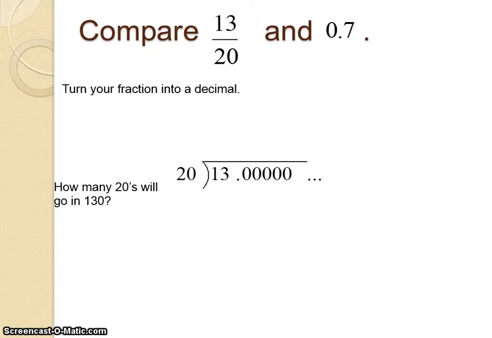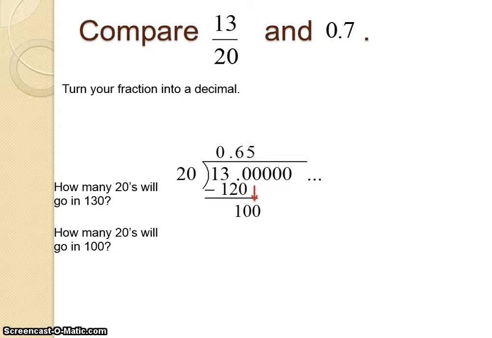So we have 20 will go into 13, it won't, so it'll go into 130. So it goes 6 times, which is 120. We subtract, bring down a 0. How many times will 20 go into this? 5. So that zeroed out pretty quickly. Now you compare those. So 0.65 is smaller than 0.7.